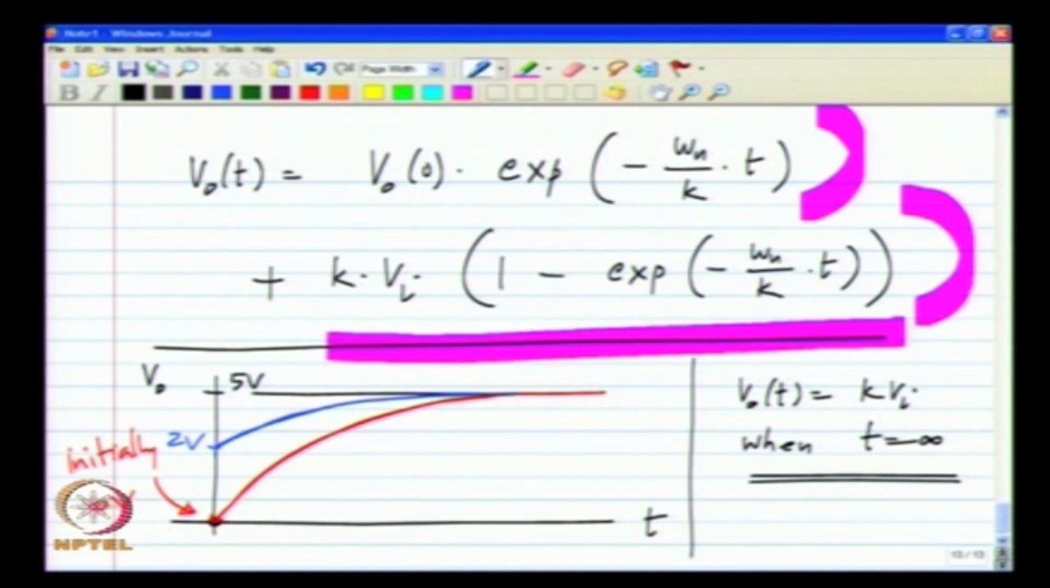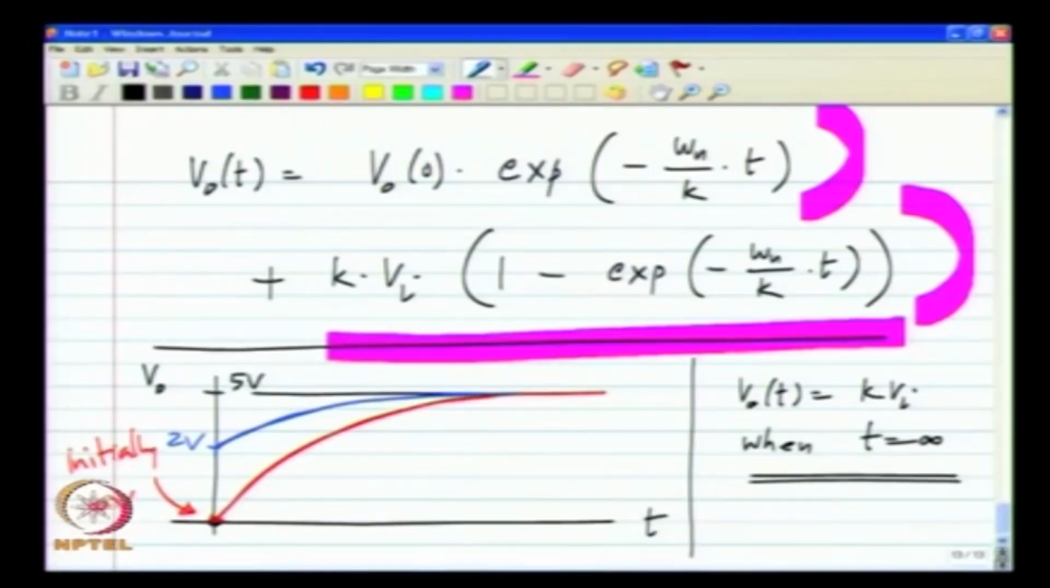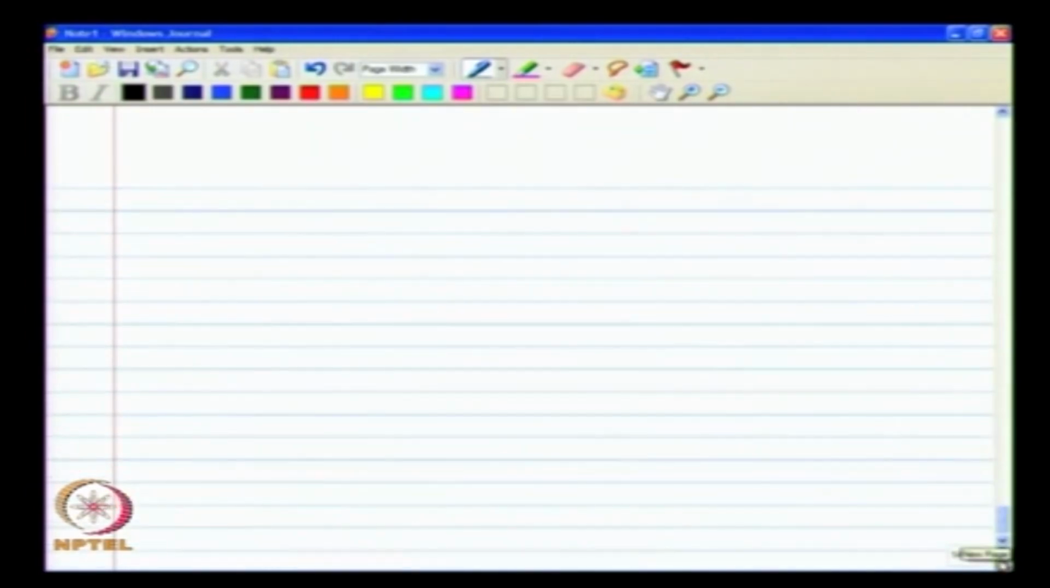So, before we said that the integrator output will remain constant only if the error is 0, that is why V naught equals k V I. Now, we see from the rigorous analysis also that V naught is k V I when t equals infinity. So, we can examine some more details of this.